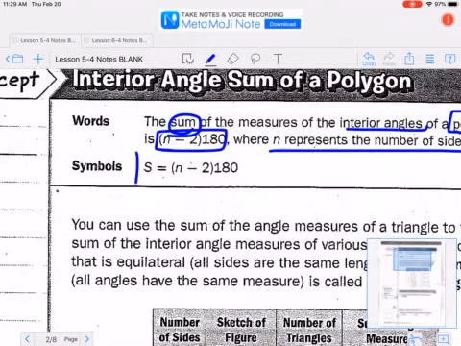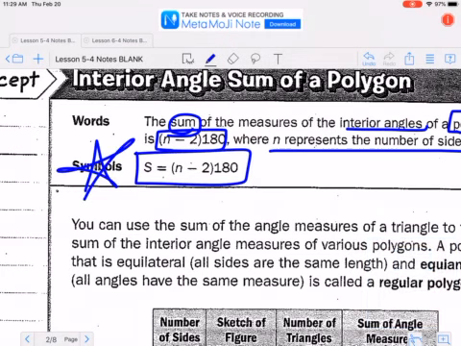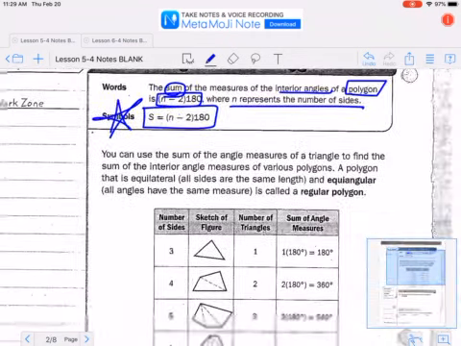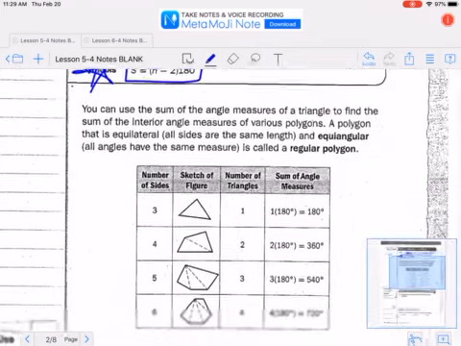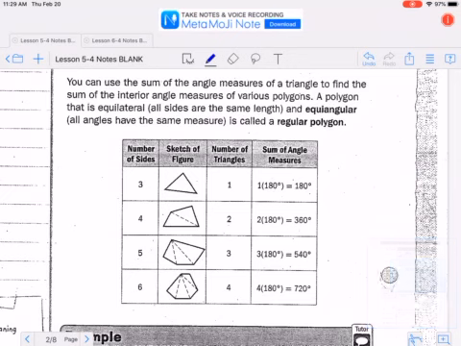So for our formula, this is a big thing. The S is equal to, so the sum of the measures of the angles is equal to the number of sides minus 2, and then all of that times 180. So it says you can use the sum of the angle measures of a triangle to find the sum of the interior angle measures of various polygons. A polygon that is equilateral, which means all sides are the same length, and equiangular, which means all angles have the same measure, is called a regular polygon. So that means when all the sides and all the angles are exactly the same, it's a regular polygon.